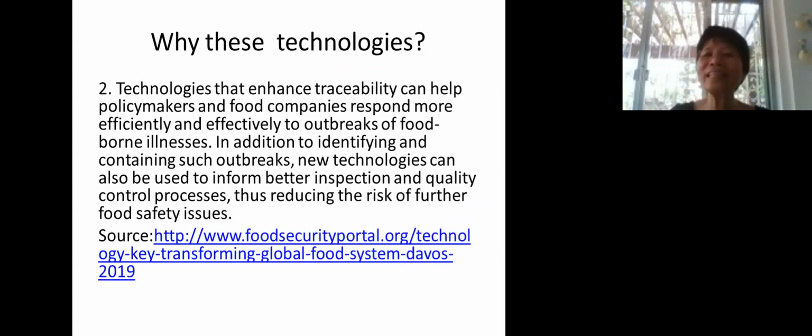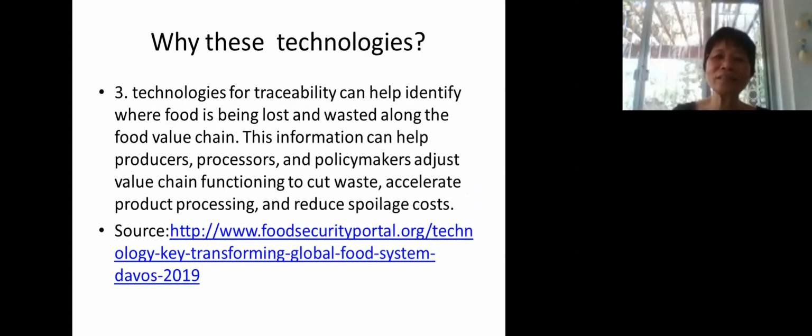Okay, so with the traceability, they can tell what they put, also because there are sensors. The third reason: technologies for traceability can help identify where food is being lost. Where was it lost and wasted along the food value chain? This information can help producers, processors, and policymakers adjust value chain functioning to cut waste, accelerate product processing, and reduce the spoilage cost. At what point in the food value chain did the food get lost or wasted? What part of the value chain was there a contamination of the food?